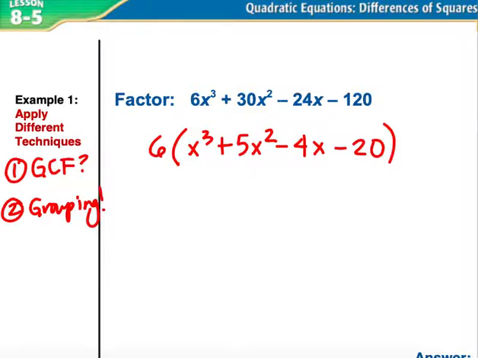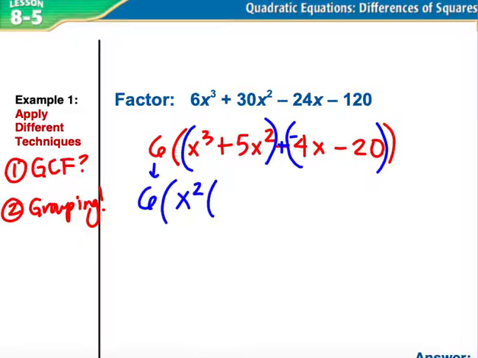So if we group the first 2 terms, boom, boom, group the second 2 terms, being very careful to make sure that that negative goes with the 4. So I'm going to do plus a negative 4. Boom, boom. Then we need to make sure we factor out the greatest common factor from both those terms in each of the parentheses. So I'm going to keep the 6. X cubed and 5x squared both share an x squared. If I factor an x squared out of both of those, I'm left with x plus 5.